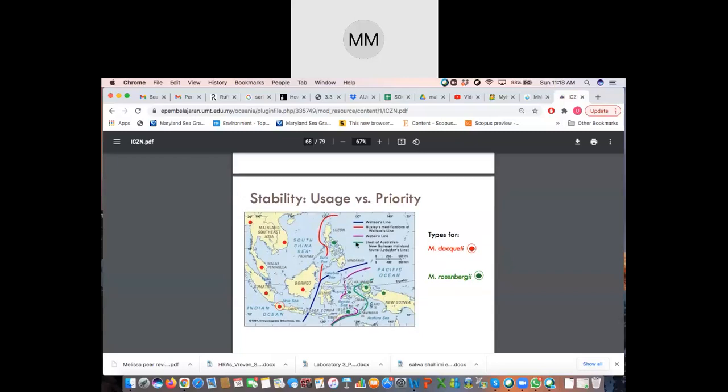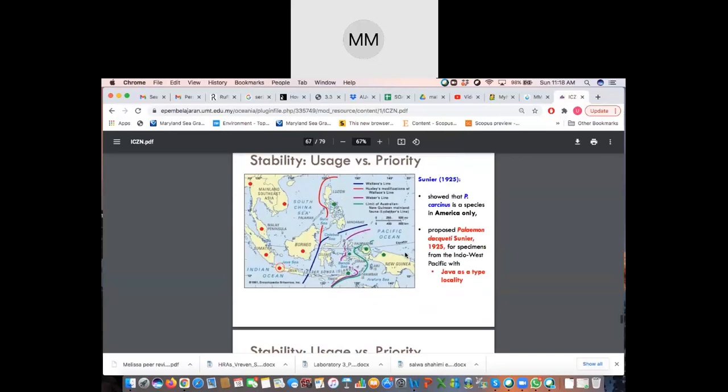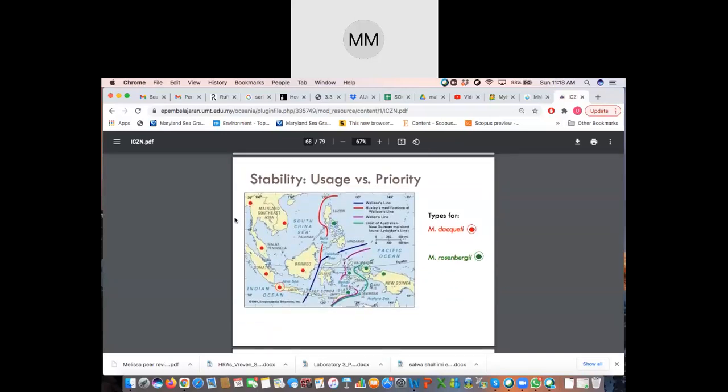Initially, what was thought of as P. macrobrachium has now gone back to the name of Macrobrachium again, with two different species. One is dacqueti, of this locality, and now M. rosenbergii with this as the locality.